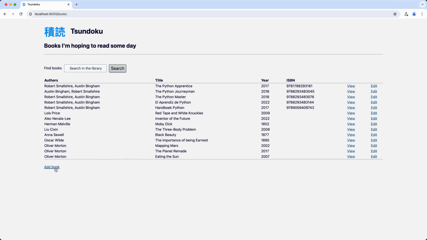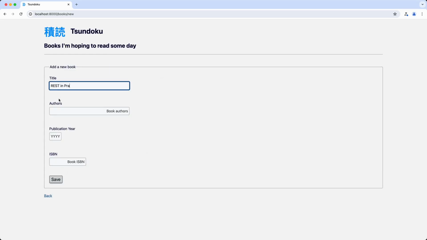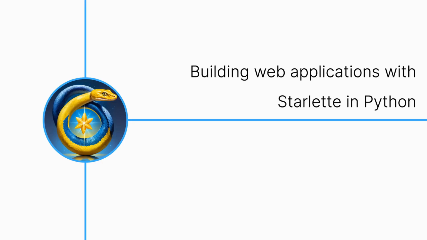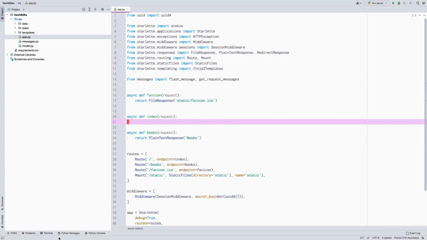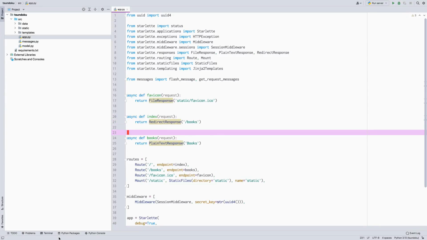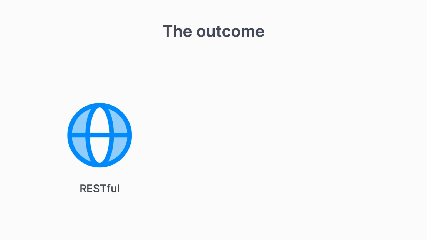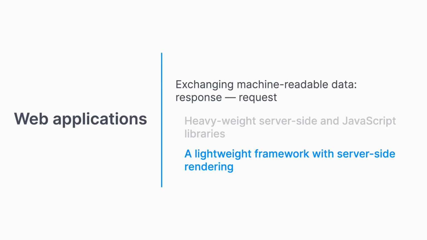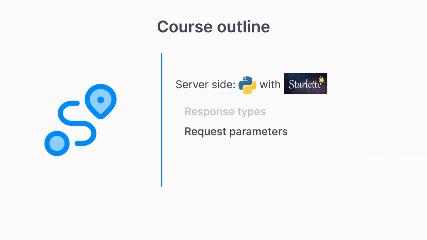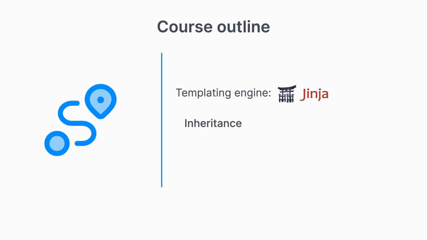Imagine building a dynamic web application without a single line of JavaScript. Impossible? Here's a step-by-step course that will teach you how to utilize the power of server-side rendering to create a fully functional RESTful application in Python in a matter of minutes. Forget about heavyweight server-side or front-end frameworks. We'll be using a lightweight Starlette framework with its native support for Jinja2 templating engine.